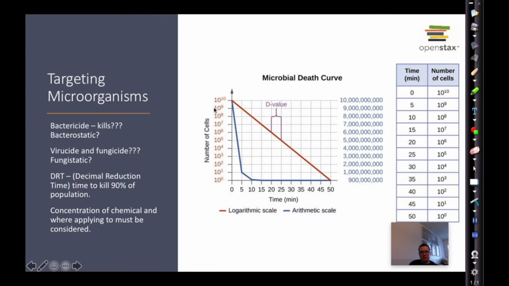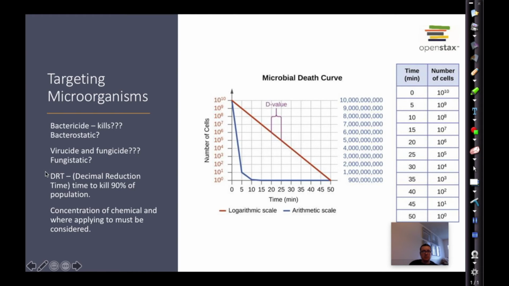Microbial death, there is the difference between bactericide and bacteriostatic. Bactericide is like suicide, it kills the microbe. Bacteriostatic stops the microbe from growing. So a viricide and a fungicide would then kill viruses and fungi. And fungistatic would mean that you stop the fungi from growing.